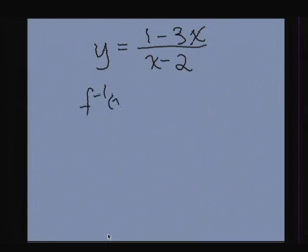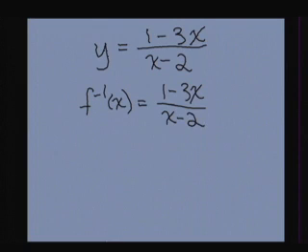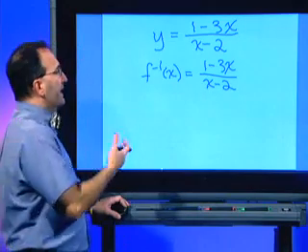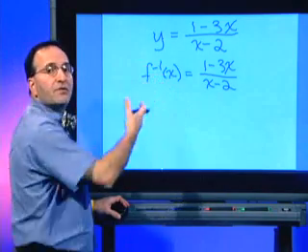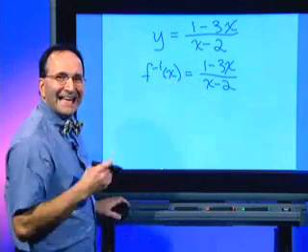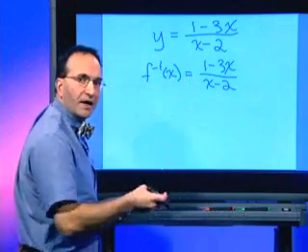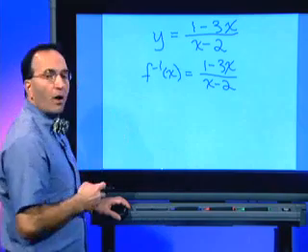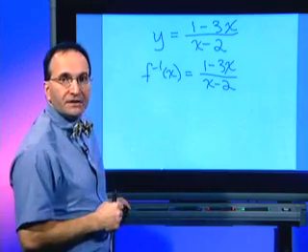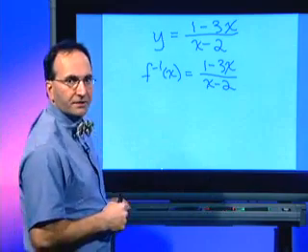f inverse of x would be equal to (1 minus 3x) over (x minus 2). Once again, if you compose the inverse function with the original function, then you will find that in fact gives you the identity function, which means that these two are inverses of each other. Well, now let's turn our attention to logarithmic functions.